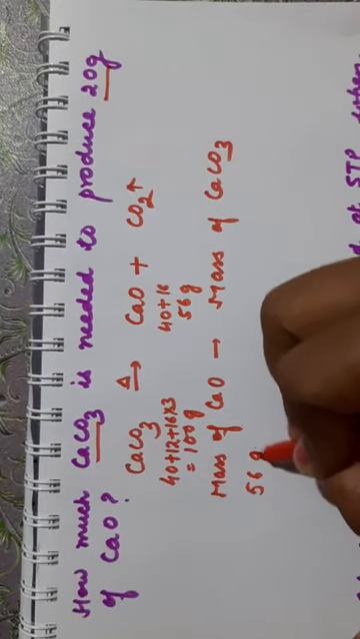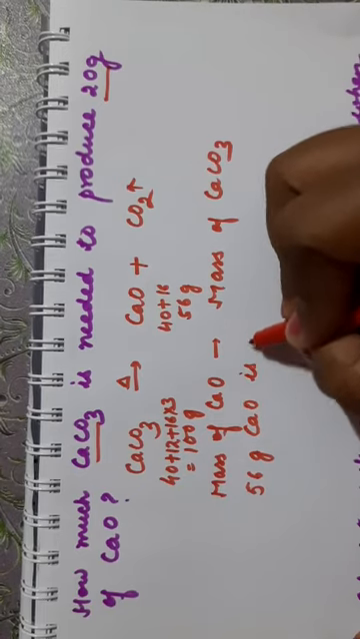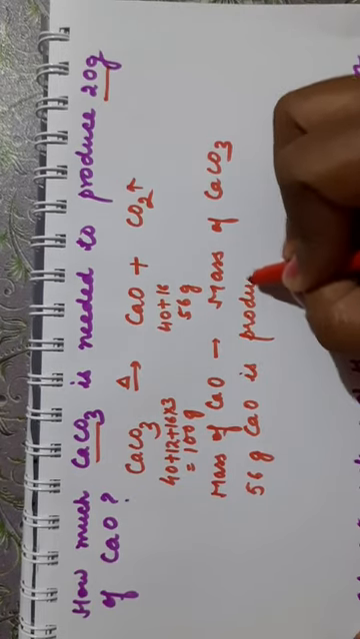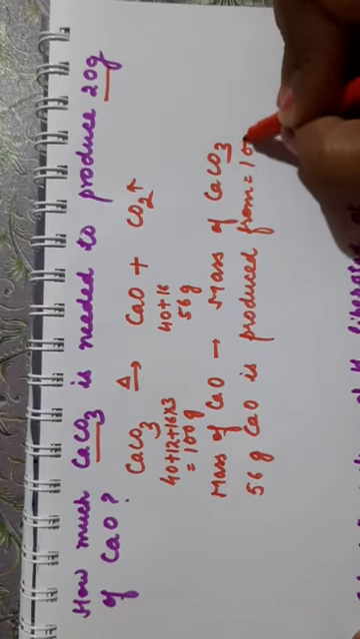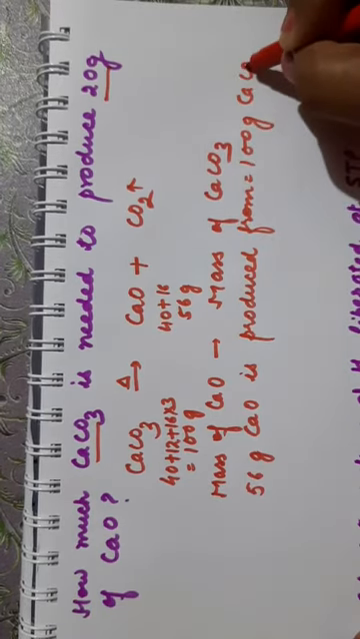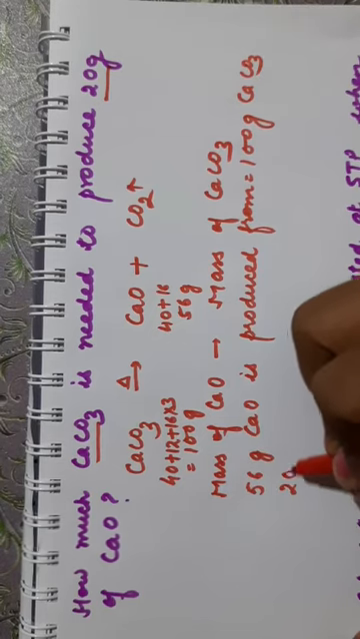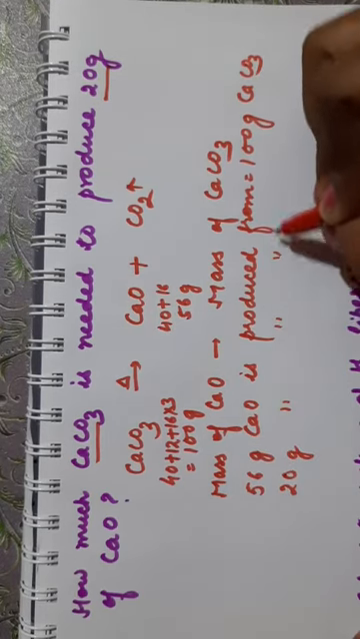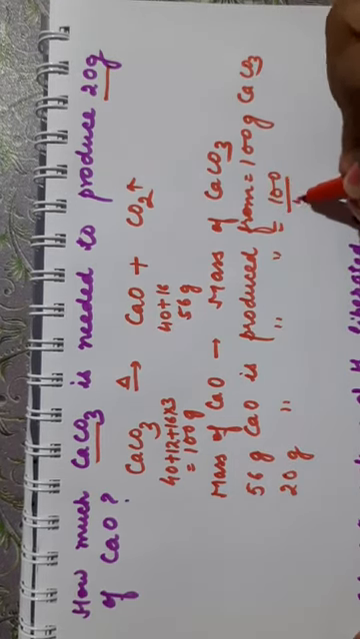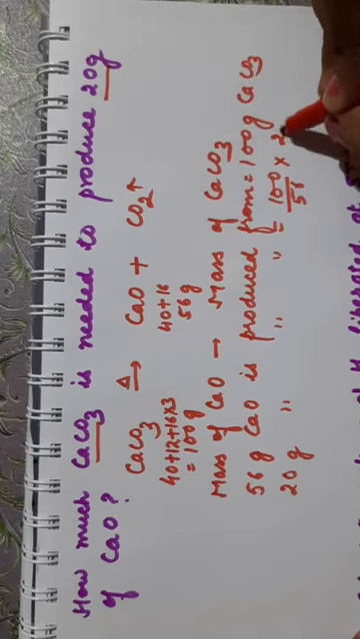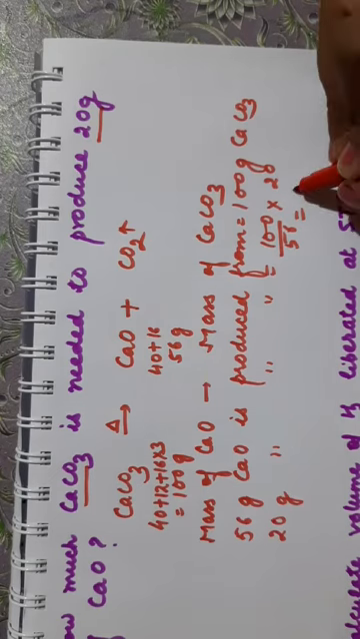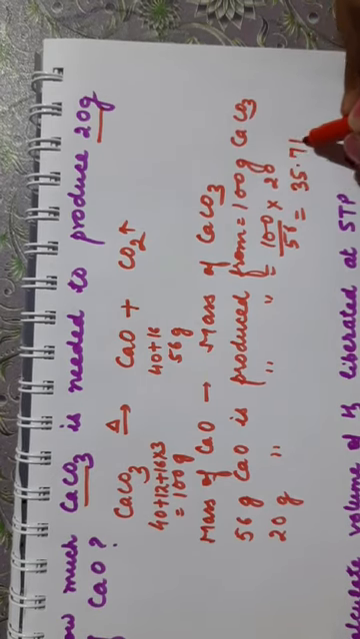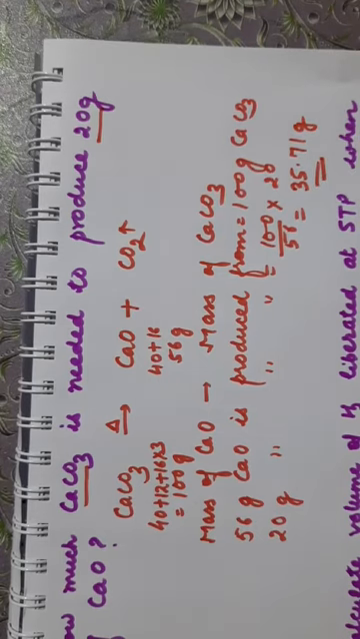So we can write 56 gram calcium oxide is produced from 100 gram calcium carbonate. So 20 gram calcium oxide will be produced from 100 upon 56 into 20. If you solve this, it becomes 2000 upon 56, 35.71 gram. So this is the answer.